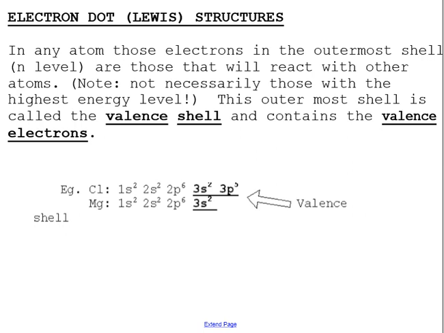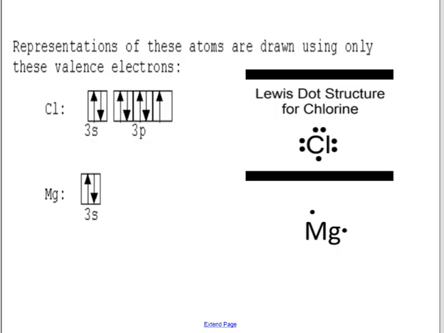So we know that in any atom, those electrons in the outermost shell are the ones that do the bonding. The other electrons are buried deep within the atom and aren't really available to other atoms to form bonds. So the valence shell is what we call the outer shell, and we know it's not necessarily the highest energy electrons, they're just the ones furthest from the nucleus. When I want to draw a Lewis dot diagram, all I'm drawing is my valence electrons.